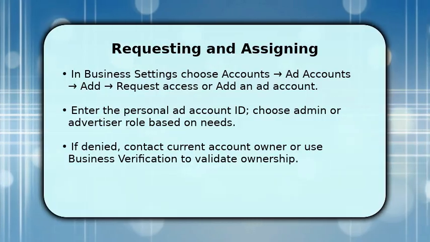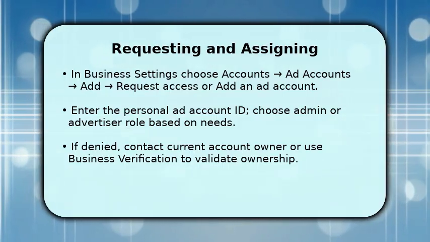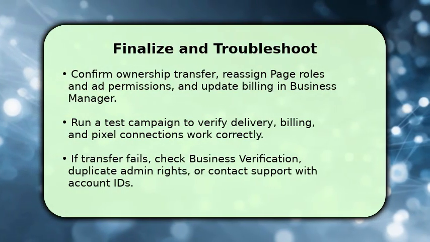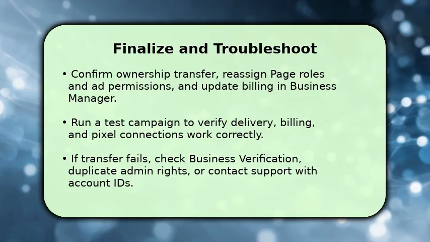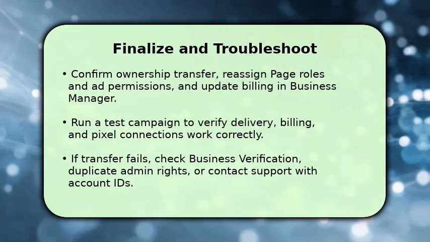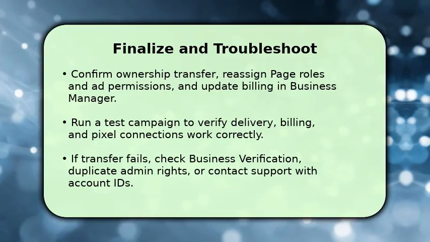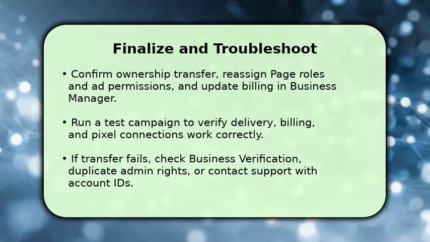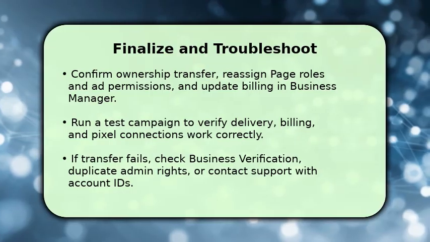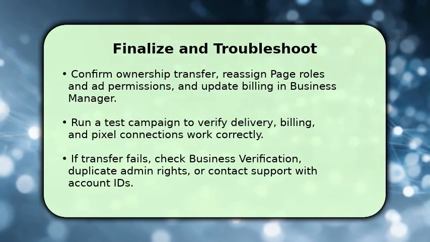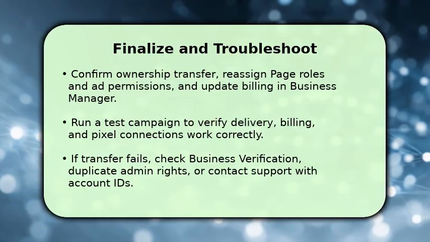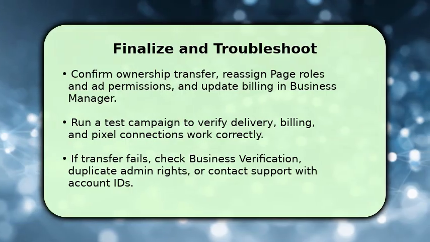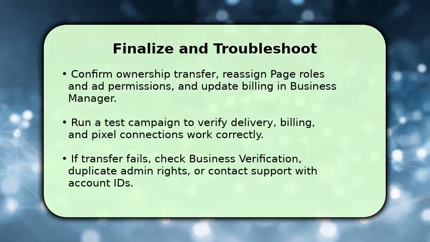You finish by confirming the ad account appears under Business Manager and reassigning page and pixel permissions to required employees. Update billing details inside Business Settings to ensure future charges go to the correct method. Then run a small test campaign to verify delivery, conversion tracking, and billing flow. If things go wrong, check that business verification is complete, duplicate admin access exists, and that no outstanding invoices block transfer. If needed, escalate to platform support with both account IDs.